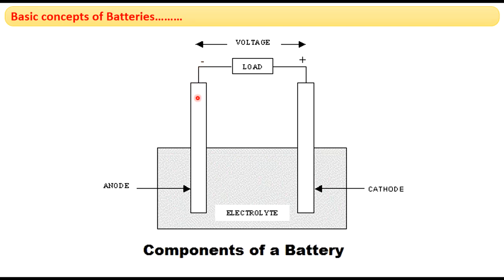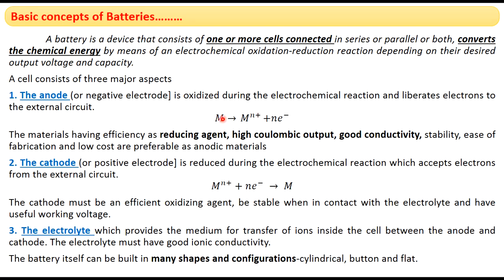The anode carries a negative sign as electrons are liberated at the anode, and the liberated electrons flow towards the cathode. They will reach the cathode. So the oxidation reaction occurs here. The reaction is generally represented as M gives rise to Mn+ plus n electrons. Here M indicates the electrode, which is in solid form, Mn+ indicates the ionic form, and n electrons is the number of electrons produced at the anode.